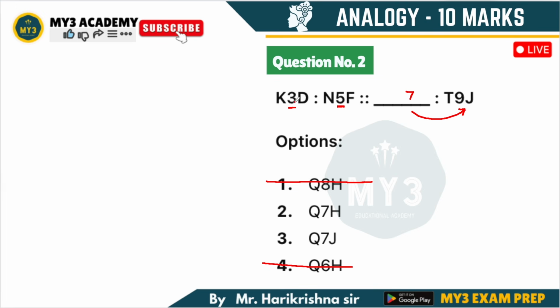If you observe the other letters, K is the 11th alphabet, and N is 14. What is the increase here? 11 plus 3 is 14. So something is increased by 3 and we got 20. That means it must be 17, since 17 plus 3 is 20. 17 means it is Q. So the answer should start with Q.